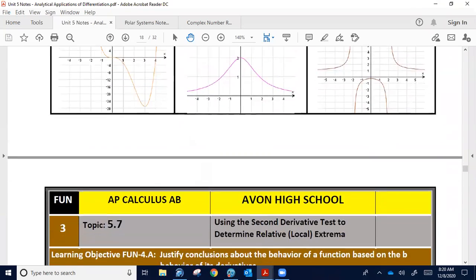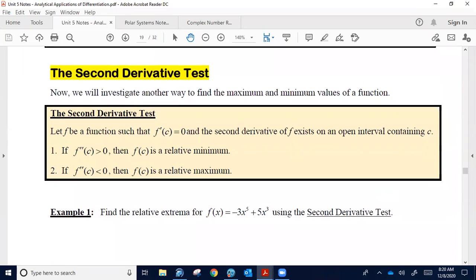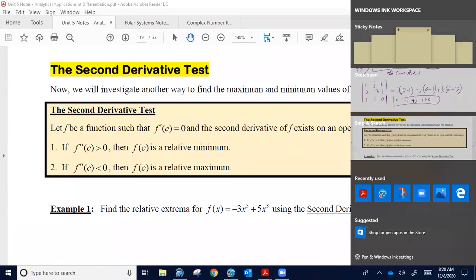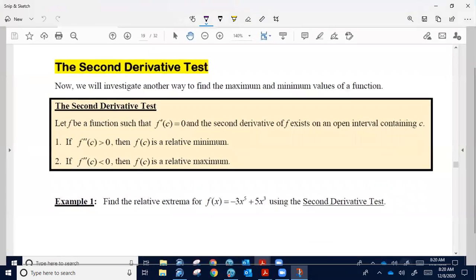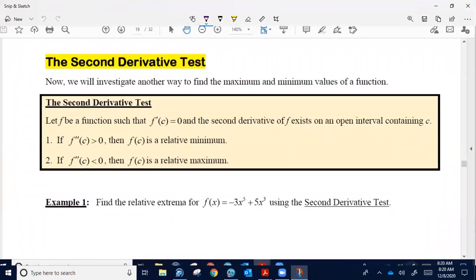Now 5.7 is something called the second derivative test. This test lets us use the second derivative to find maxes and mins. Max and min is typically a first derivative idea, but this can work because if you have the first derivative equal to 0, that is a critical number. A critical number tends to be a max or min.